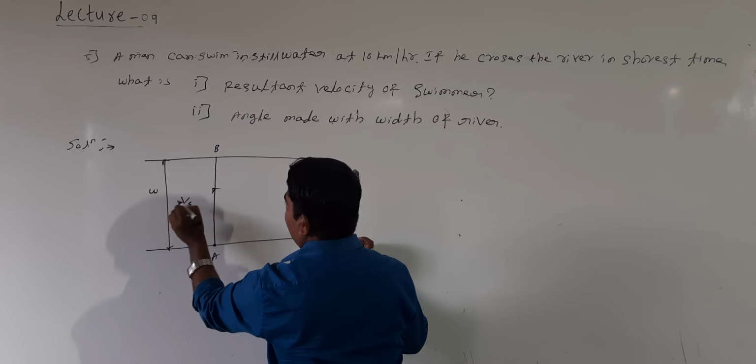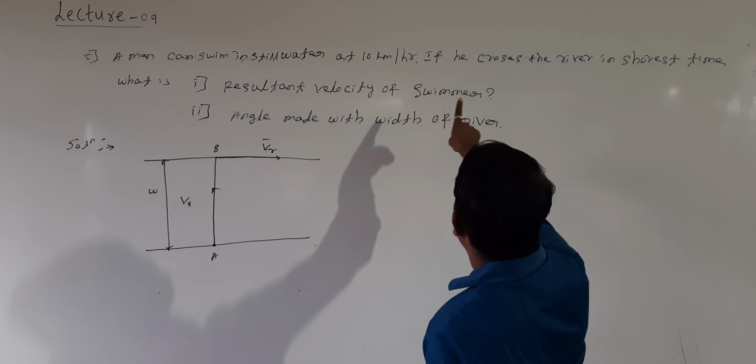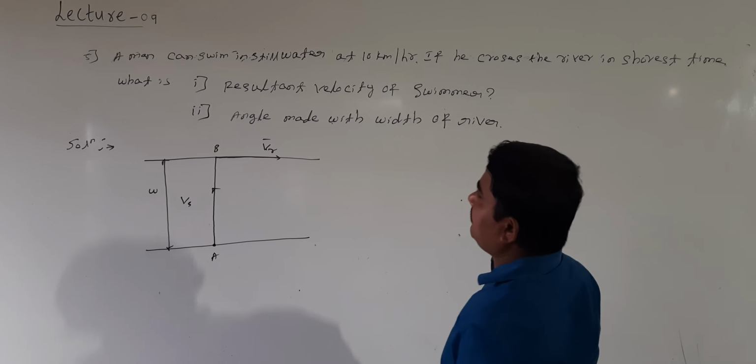Vs velocity is already given. How much? 10 km per hour is given. But what is the direction of the river flow? The river can flow in this direction. By what speed? The speed he has given. He can cross the river in the shortest time.